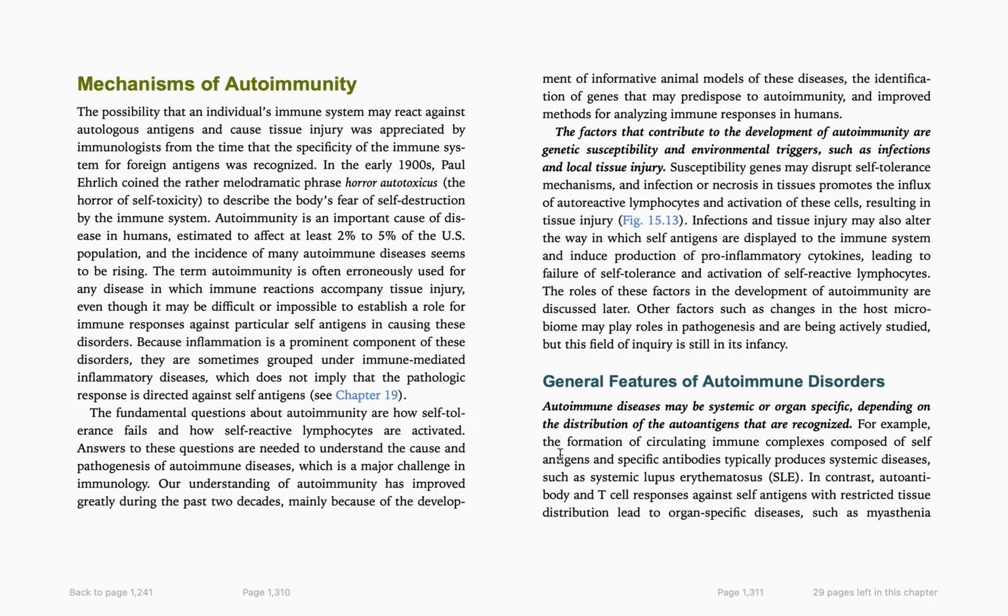Chapter 15, immunological tolerance, and we are continuing with the part that is discussing the mechanism of autoimmunity. The possibility that an individual's immune system may react against the autologous antigen and cause tissue injury was appreciated by immunologists from the time that the specificity of the immune system for foreign antigen was recognized.